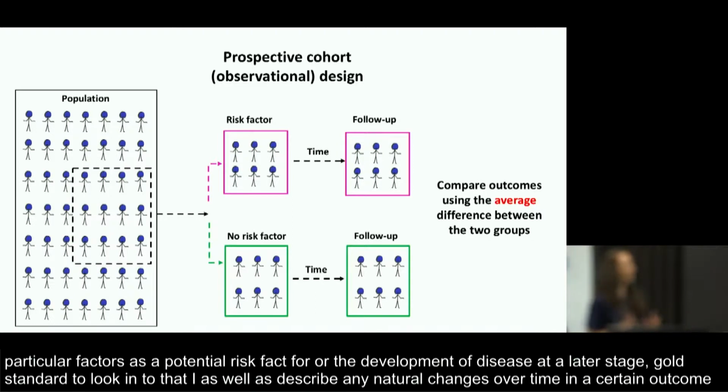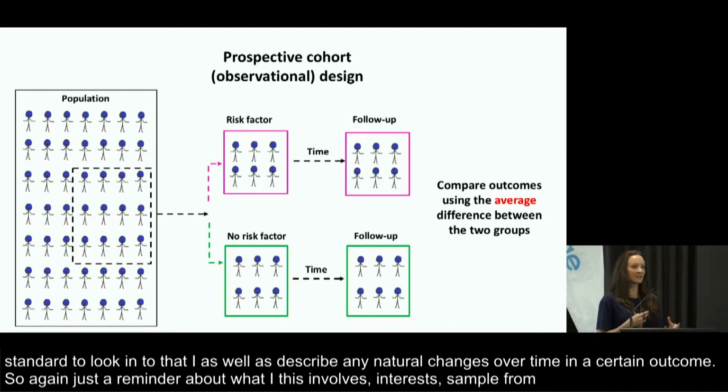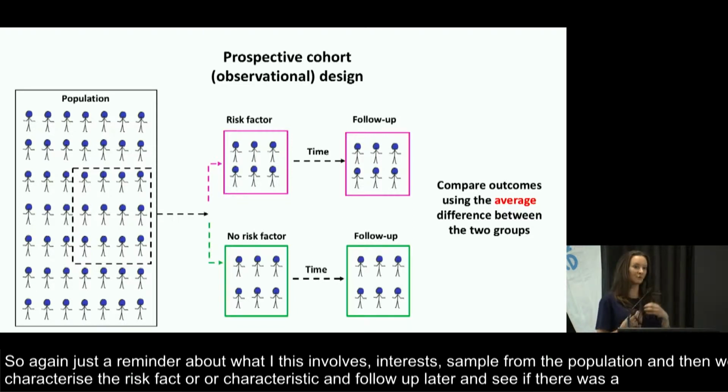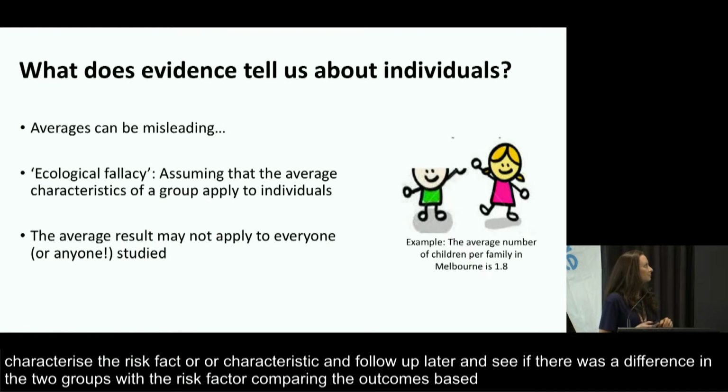So again, just to remind you about what this would involve, we'd have a population of interest, we'd sample from that population, and then we would characterise the risk factor or whatever characteristic we were interested in across our group. And then we would follow people up later to see whether there was a difference between those two groups, with the risk factor or no risk factor, comparing the outcomes based on the average response of the two groups.